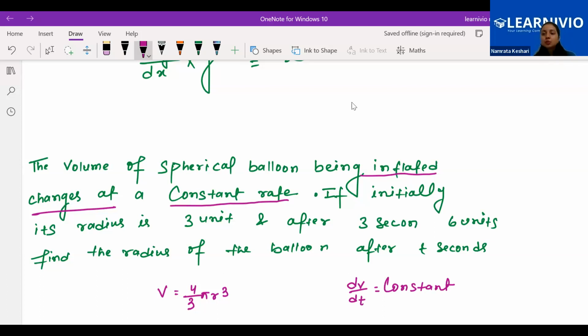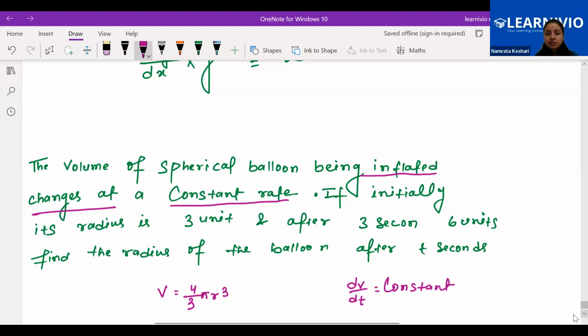What constant? We don't know. Okay, just a constant is there, so we can take it as anything. We can take it as U, T, P, K, anything. Okay, so let's continue. Let's take it as the constant.